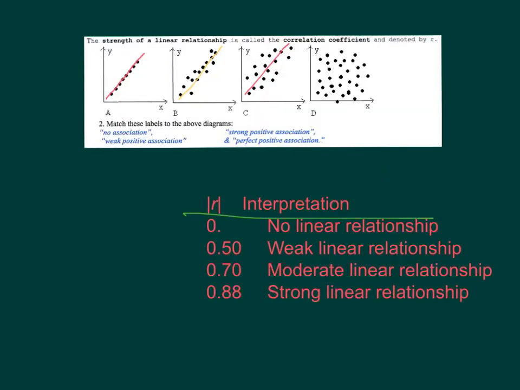So in terms of interpretation, this is what I use. If the absolute value of your R is 0, then obviously there is no linear relationship. If it is more than 0.5 and less than 0.7, then this is called weak linear relationship. Anywhere between 0.7 and 0.8, I will call a moderate relationship. And anything between 0.88 and 0.99999, I will call a strong linear relationship.